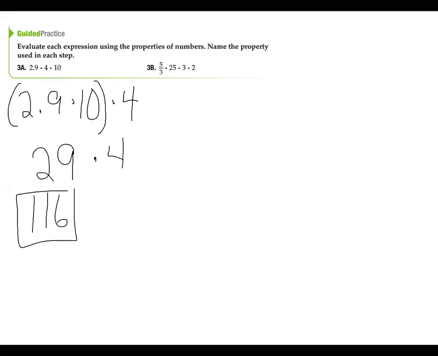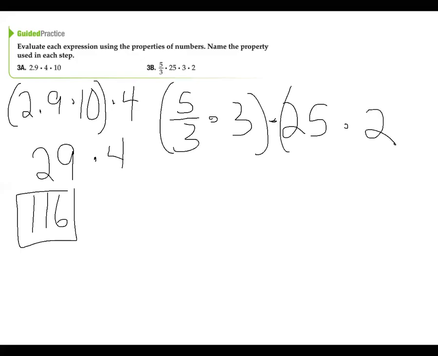Okay? So this one, I'm going to regroup the 5/3 and the 3 together, or reorder them. Okay, and then group them like this. So I reordered them using the commutative property. Then I grouped them using the associative property. And then 5/3 times 3, the 3's cancel and you get 5.